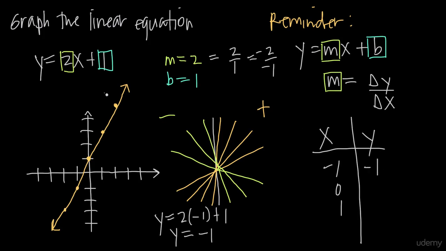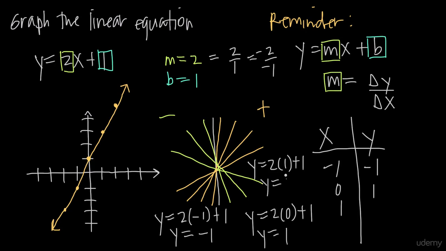If we plug x equals 0 into our original equation, we're going to get y equals 2 times 0 plus 1. Y equals 2 times 0 is 0. 0 plus 1 is 1, so we get y equals 1. If we plug in our point x equals 1, we're going to get y equals 2 times 1 plus 1. Y equals 2 times 1 is 2. 2 plus 1 is 3, so we get y equals 3.